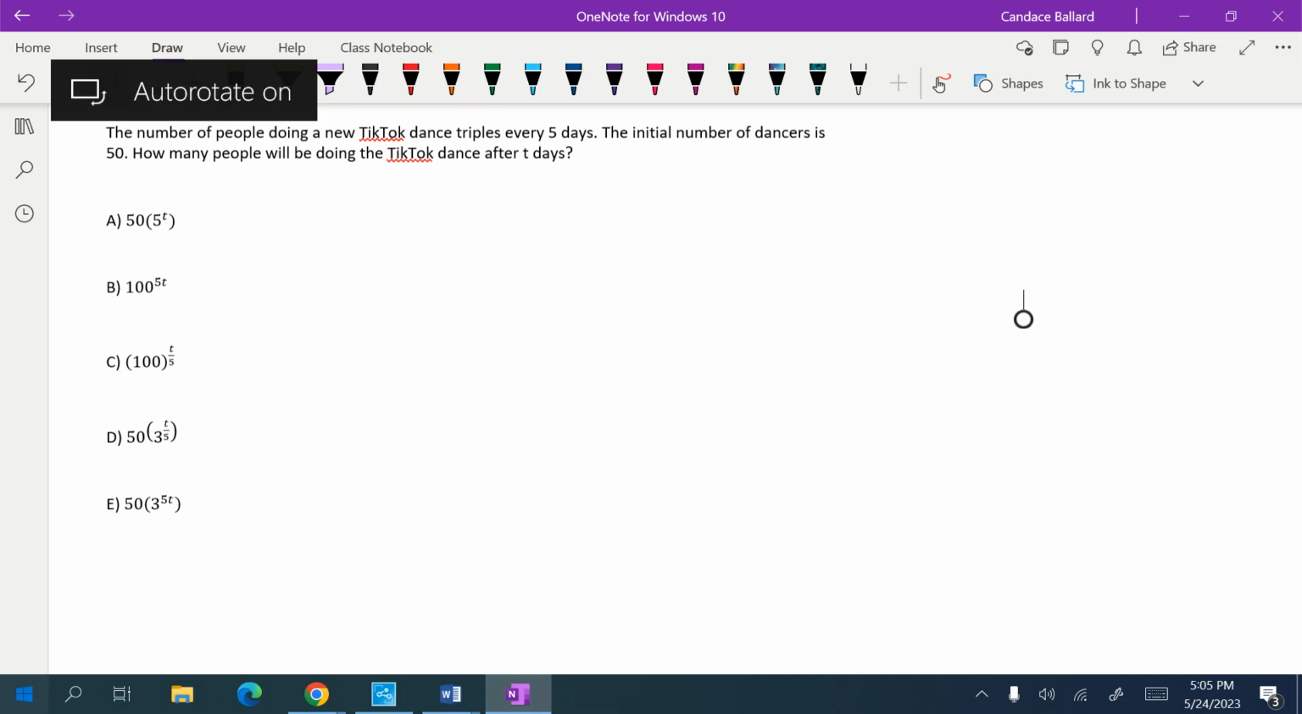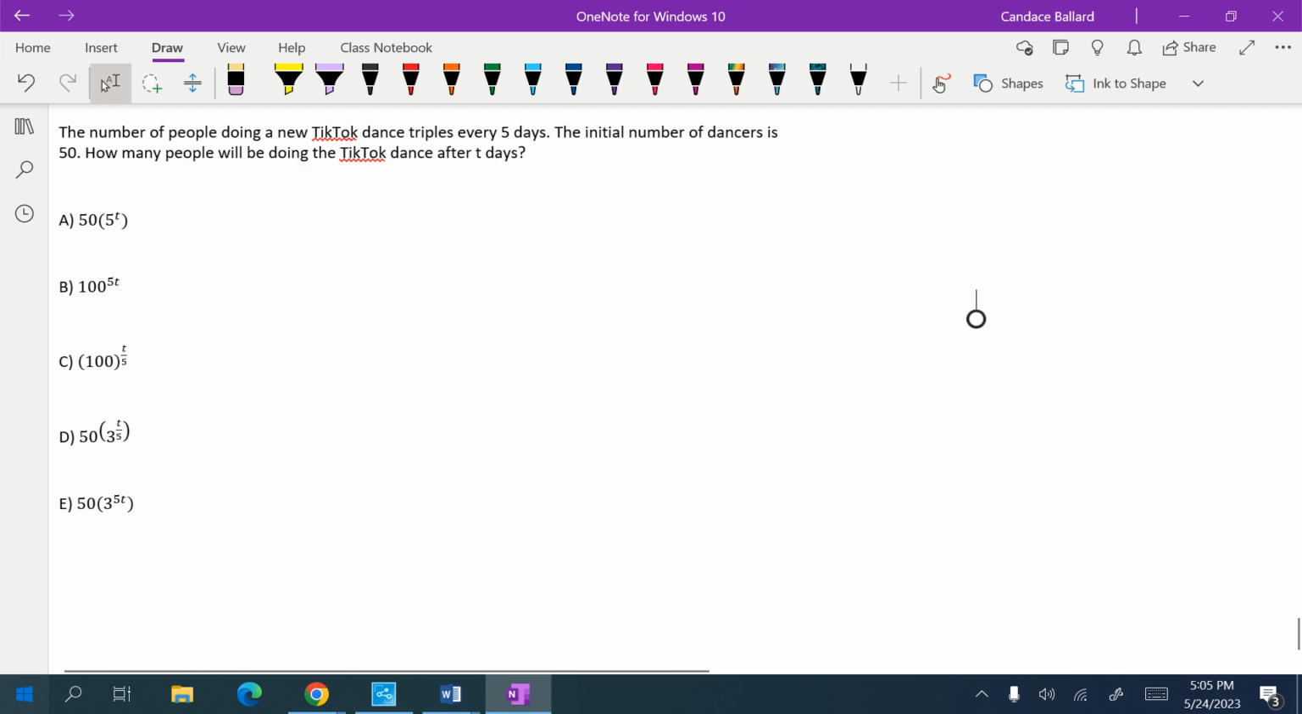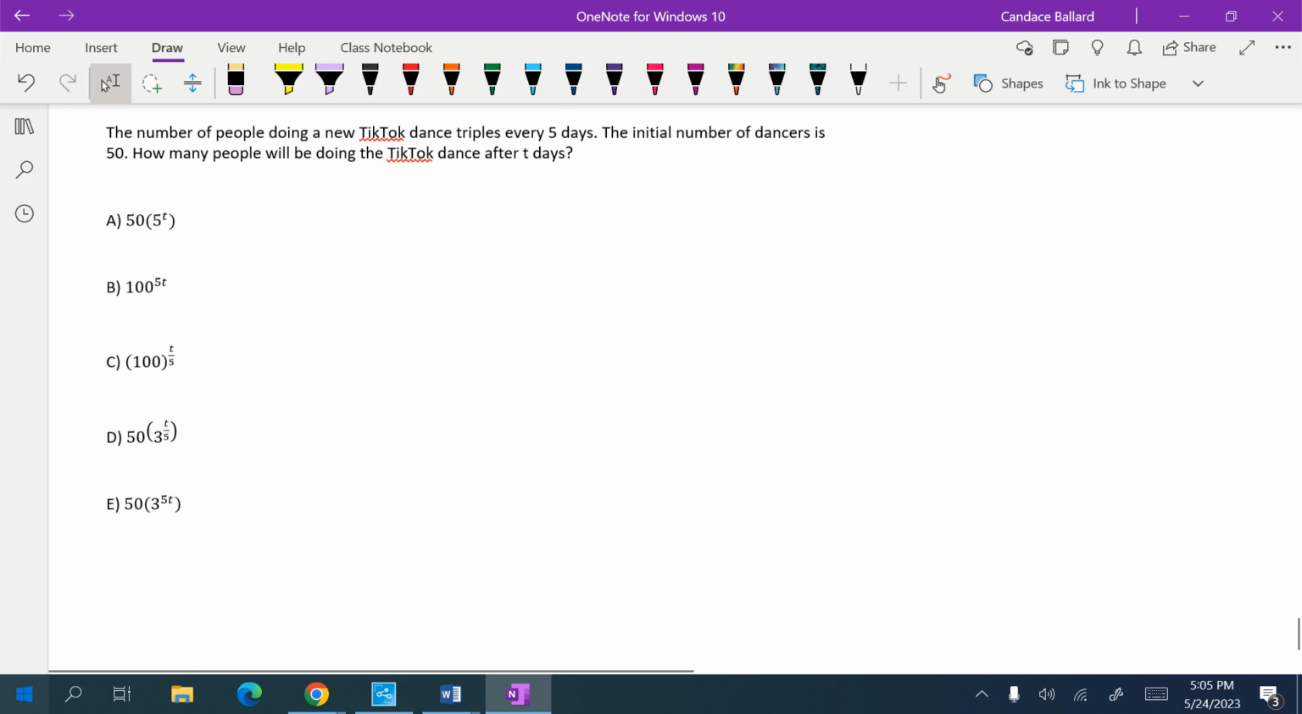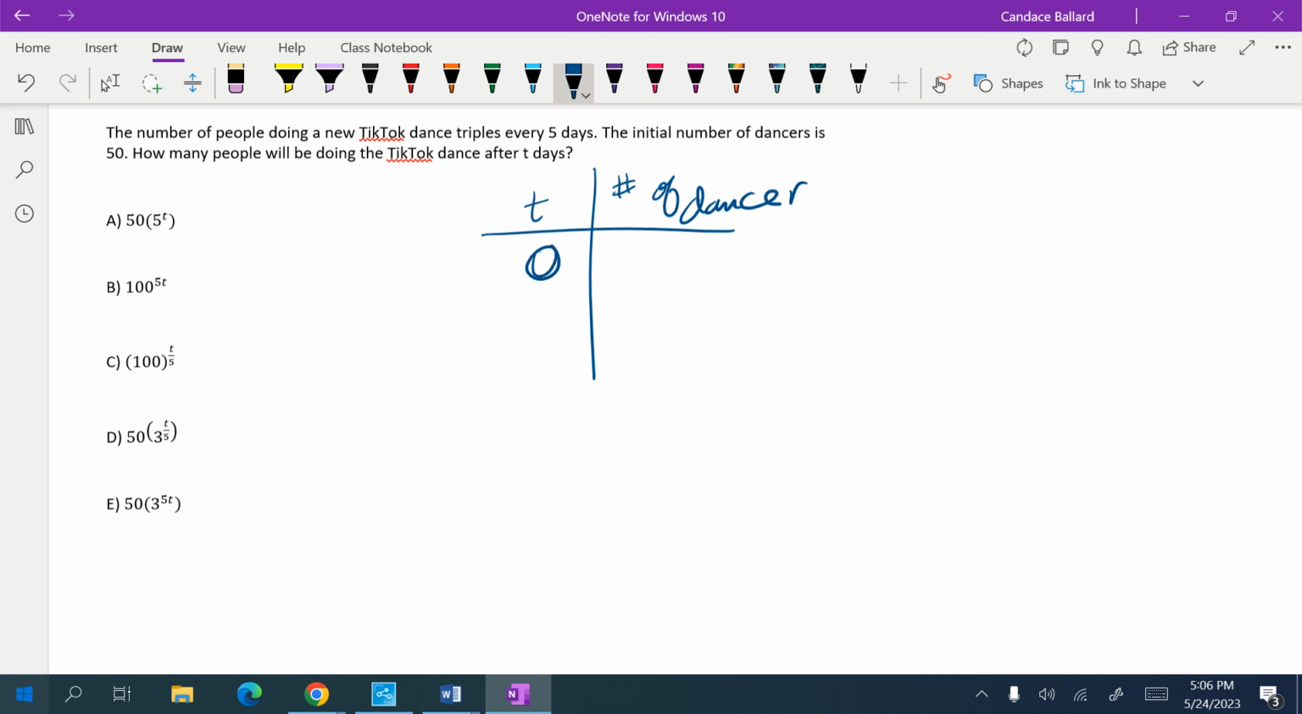So really what I'm going to do is look for a pattern in my numbers. Obviously, this is some kind of an exponential equation because I've got all of these variables in exponents. But I'm going to draw myself a little table for the t and the number of dancers at that t days. So I know that at t equals 0, I start with 50. Then it says every 5 days, so I'm just going to measure this in 5s.